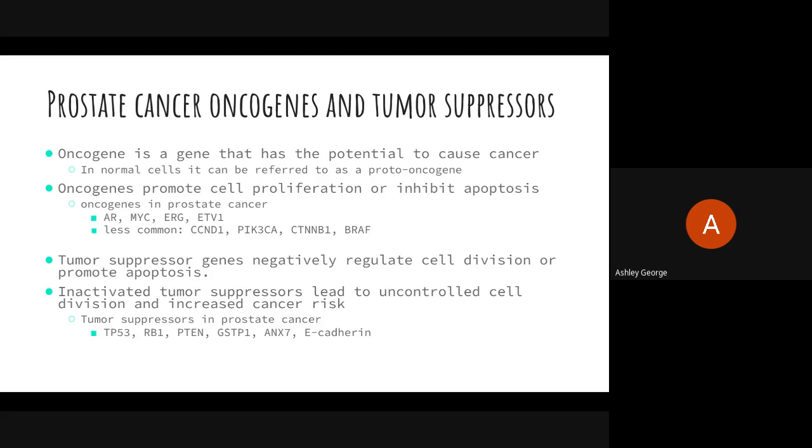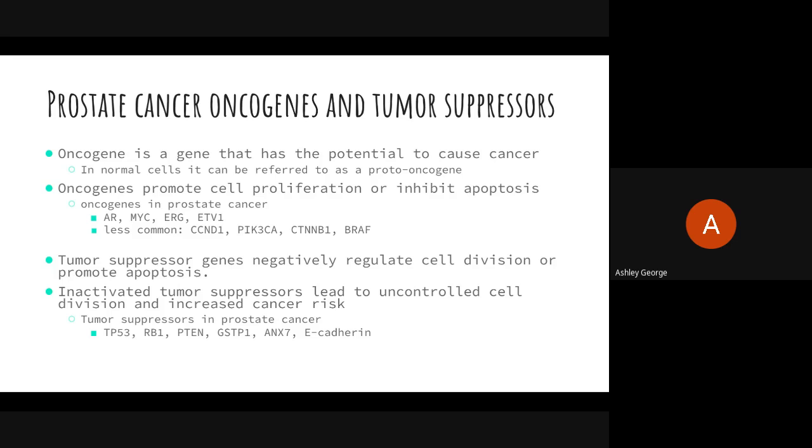So TP53 is a very important regulator of cell cycle and apoptosis. Mutations in TP53 are more often associated with aggressive and advanced prostate cancer, and its inactivation can lead to uncontrolled cell division and tumor growth.